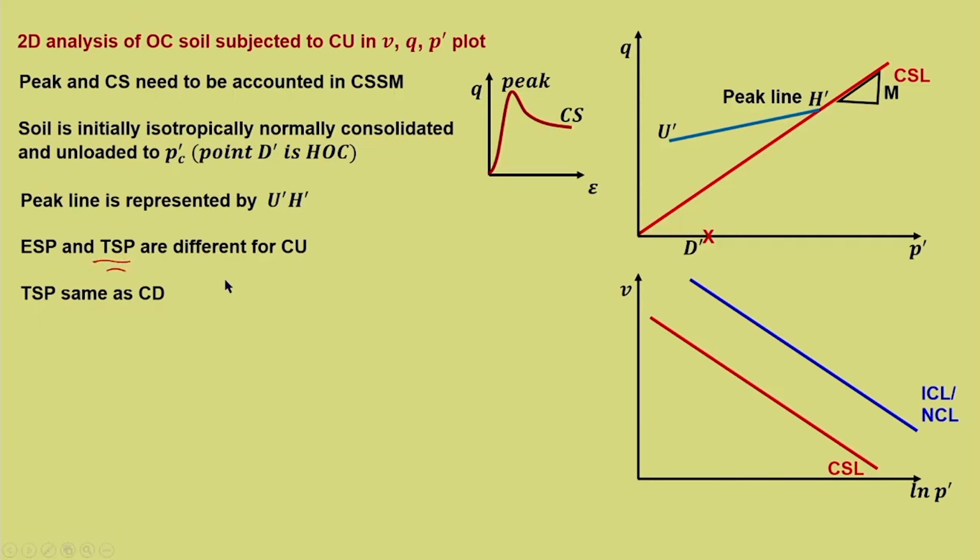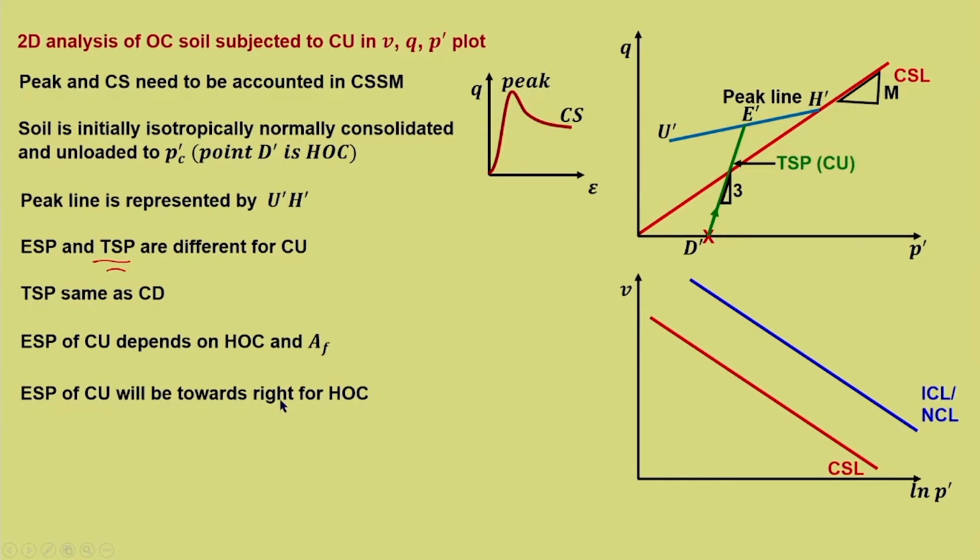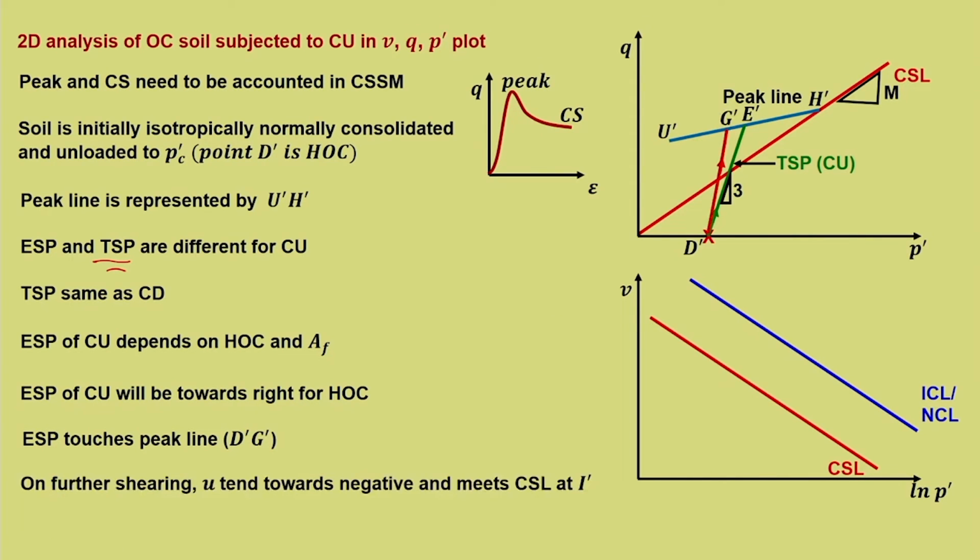TSP is the same as consolidated drained. So, this will be the total stress path. And ESP of CU depends heavily on the over consolidated soil and the value of AF, and mostly AF will be negative. So, we know it will move towards the right for heavily over consolidated soil. ESP touches the peak line, that is D dash G dash, and then on further shearing U tends to negative and meets the critical state line at I dash. So, this is the way in which it will move.